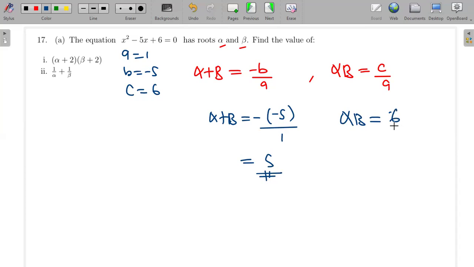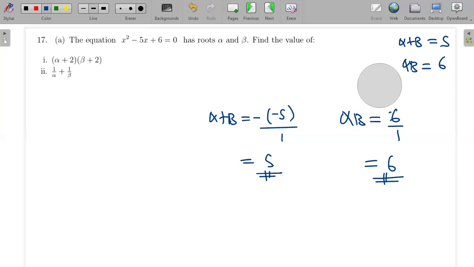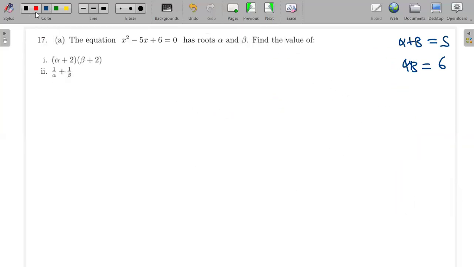So the c is the 6, the a is the 1. So this will just be 6. Okay, so alpha plus beta, we found it is 5. Alpha multiplied by beta, we found it is what? 6. Okay, that's all we need to answer the rest of the questions. So the first one, they're saying we find the exact value of alpha plus 2 and then beta plus 2.